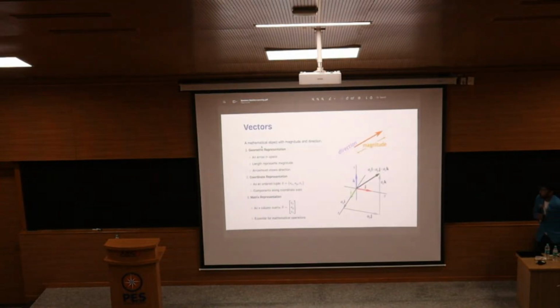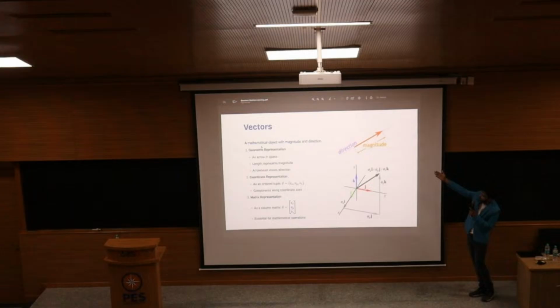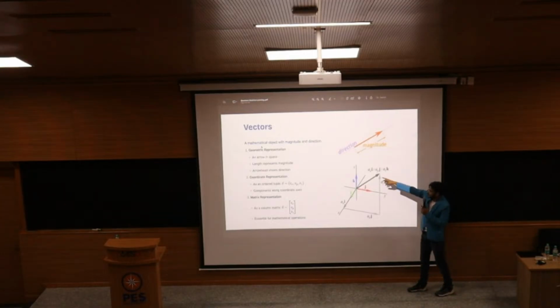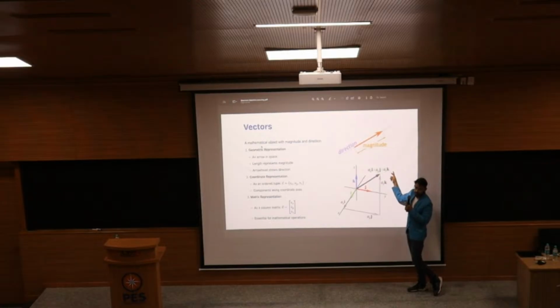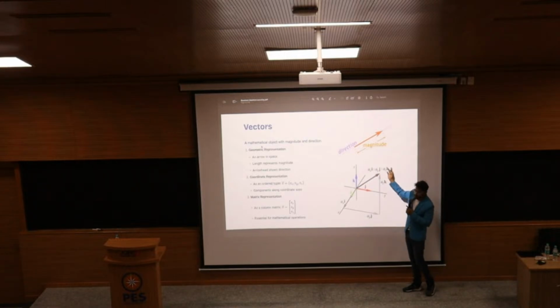Then we'll talk about a mathematical object with magnitude and direction, which you all know as vectors. There are different forms of representing a vector. This is a general form where a vector has a magnitude and a direction. Also, you can represent a vector using the notation a_x i plus a_y j plus a_z k. And if you want to fix the dimension, you can just represent it as a_x, a_y, a_z.